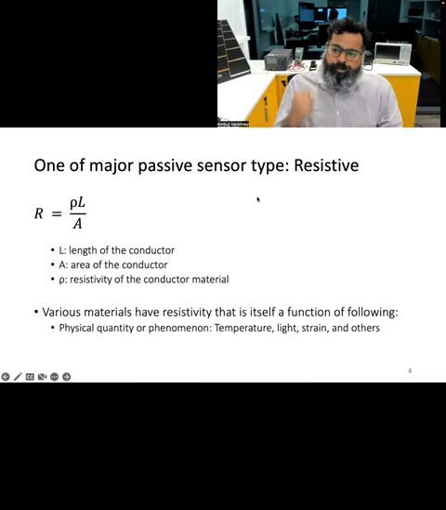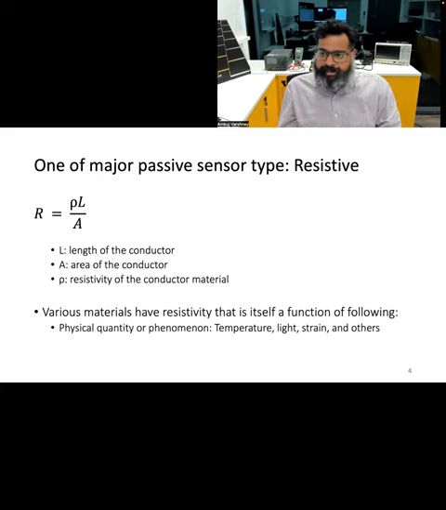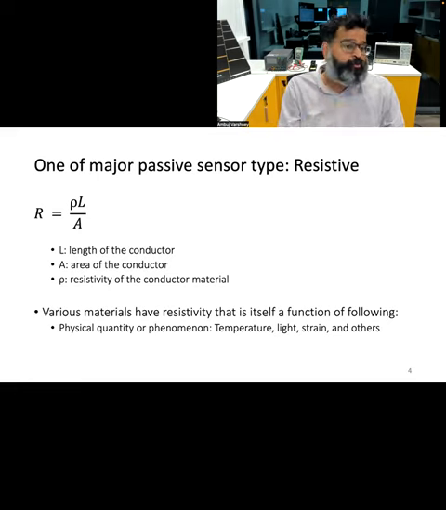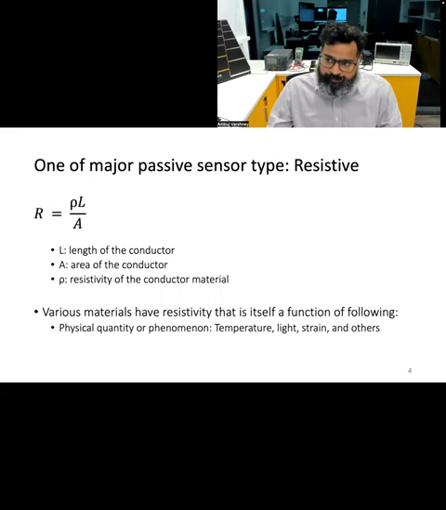So resistance is one of the parameters that we can change in Ohm's law to generate an electrical signal. So what does the resistance depend upon? If we have a conductor, the resistance depends on the resistivity, length, and the area of the conductor, as we show by the formula on the slide. And what we find is that different materials have very different resistivity, which itself can be a function of the external phenomena. So the resistivity might change according to the temperature, light, or even strain. And that allows these resistive sensors to generate an electrical signal corresponding to external phenomena and allow the microcontroller to sense these external phenomena.